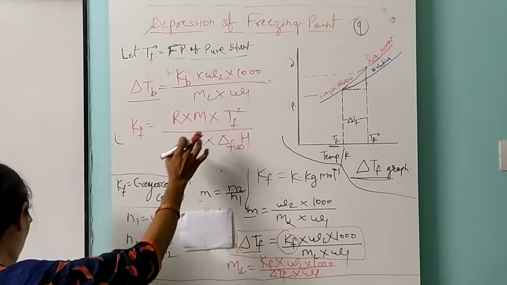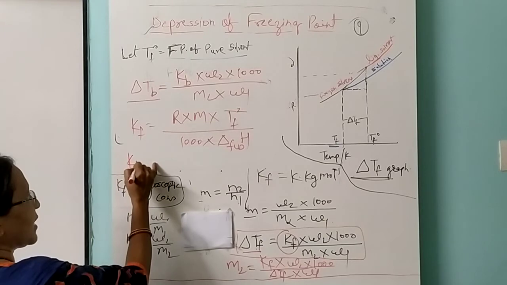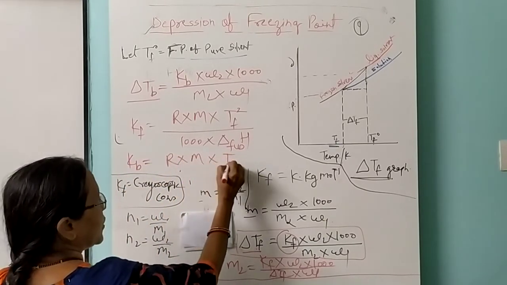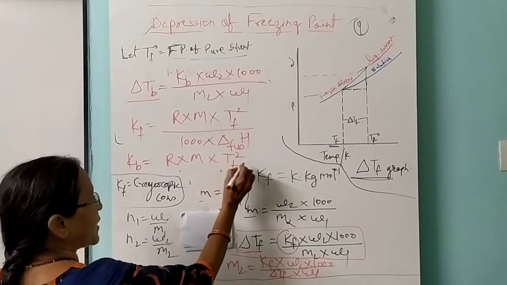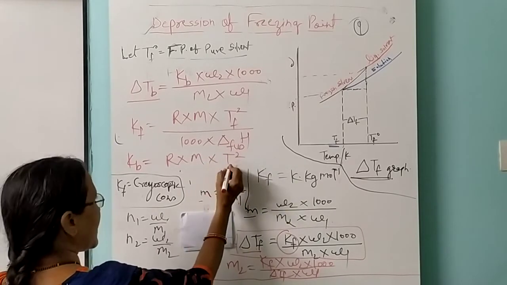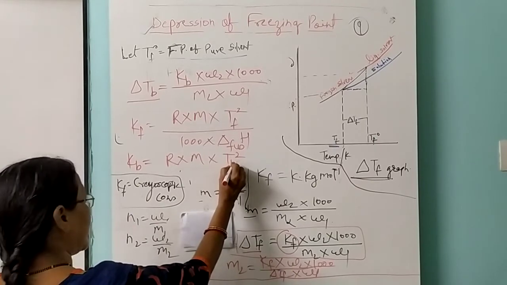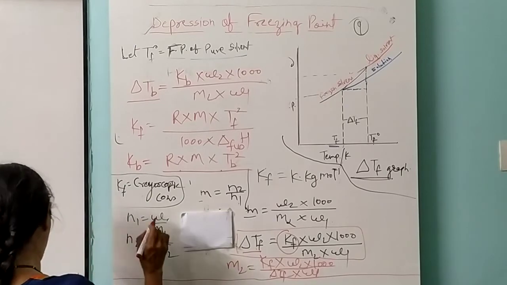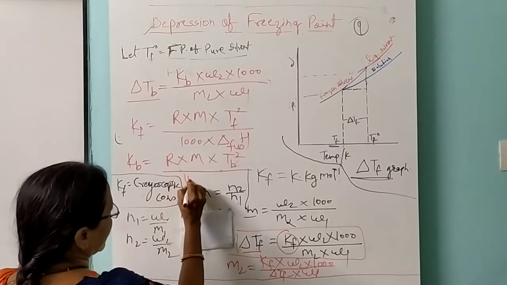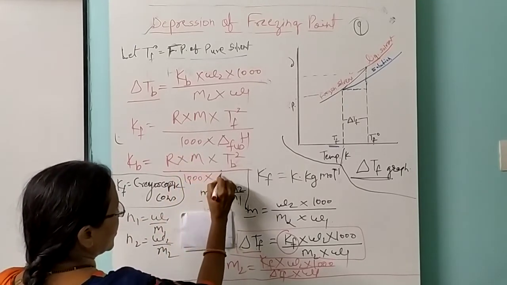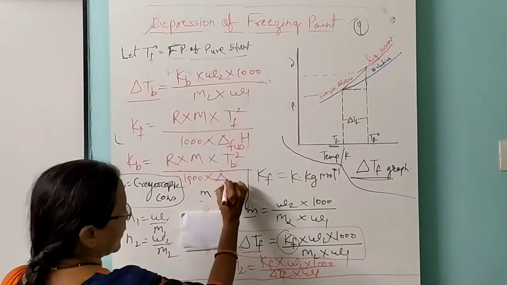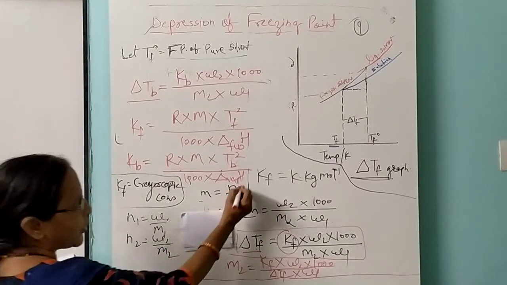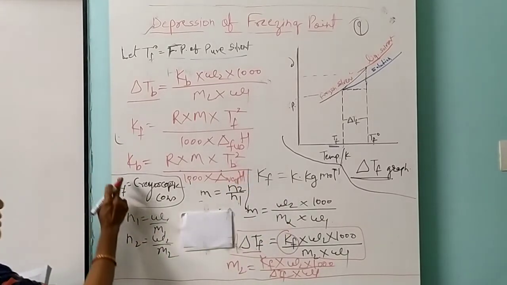Okay, so in this way, and in the same way for Kb also, R into M into T2, that is the final temperature. In place of F here I will write B, correct? That is for elevation in boiling point temperature. And again 1000 into delta H of vaporization. What happened there? Vaporization. In elevation of boiling point, the reaction is a vaporization reaction.